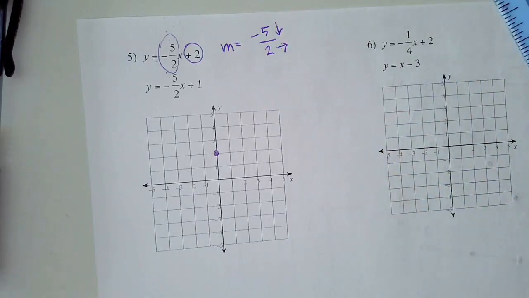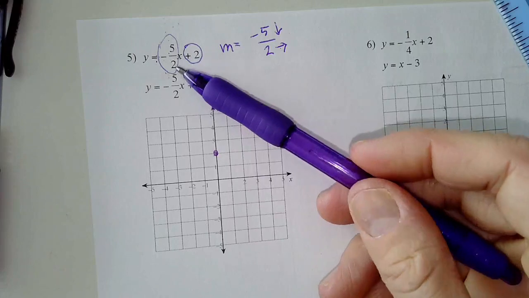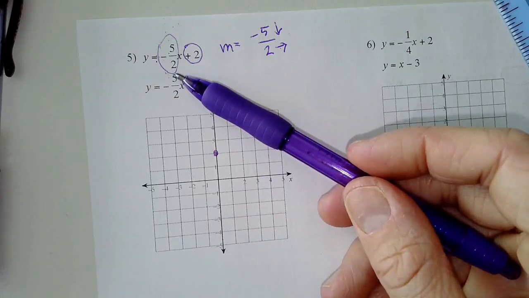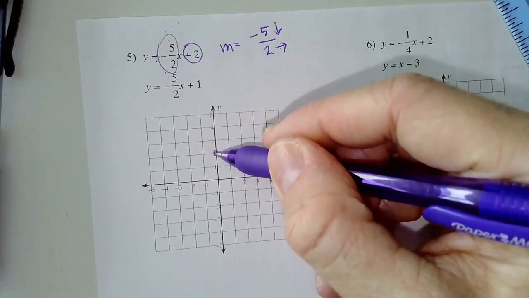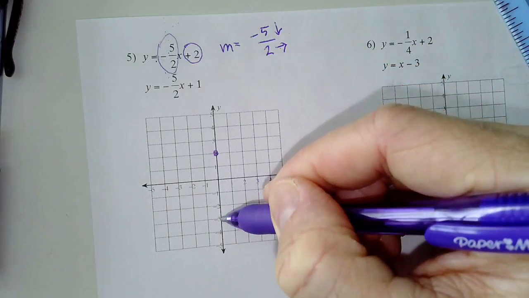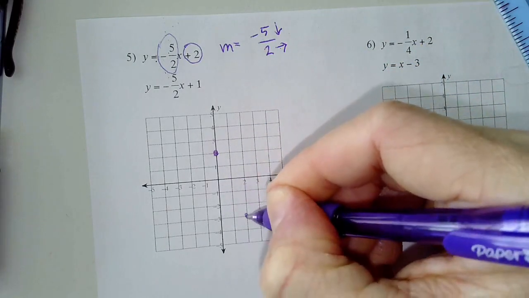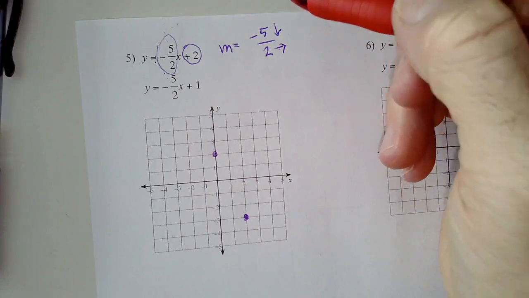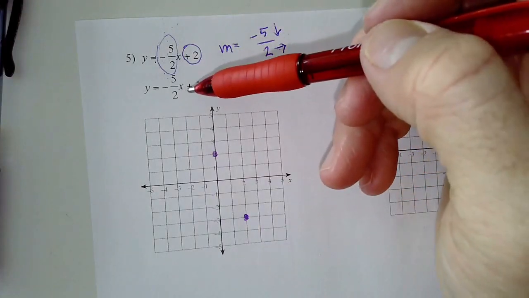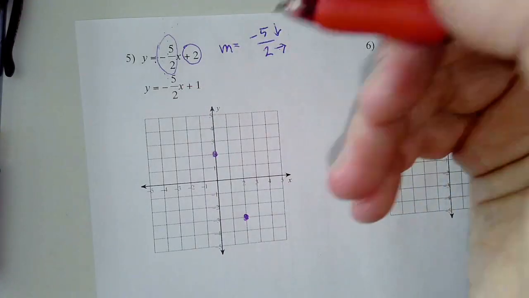A lot of you guys are still a little shaky on how to interpret a slope. You need to know how to interpret the slope, meaning know what that means. Down 5, right 2. From the B, always from the B. Down 5, right 2. There's my second point. And I'm just going to draw my next two points without making the line quite yet.